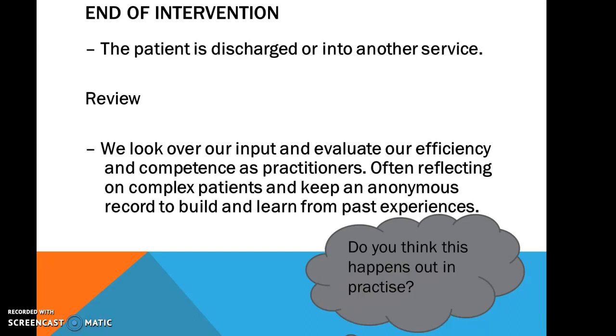So the review bit's a bit of a sticky one, and I've just put a bit of a reflection thought there: do you think this happens out in practice? Because I think this is the bit we often miss out when you're out on placement and seeing OTs, that when patients get discharged, that review step is lost. I've only ever been in one service where we did do that, and it's a really important part. But obviously once the patient's discharged, they get more referrals, they get new patients. But I think it's important to encourage that review process, that continued learning and reflection, really.